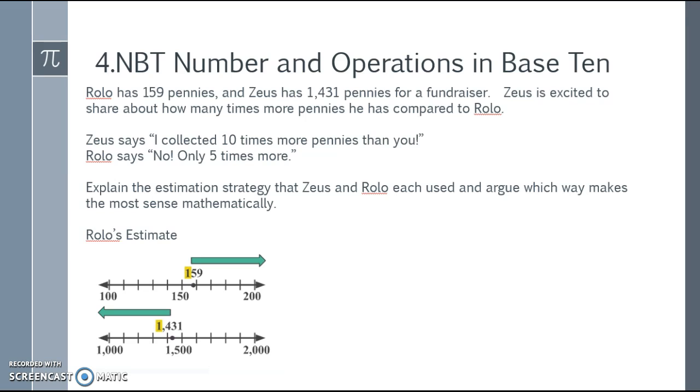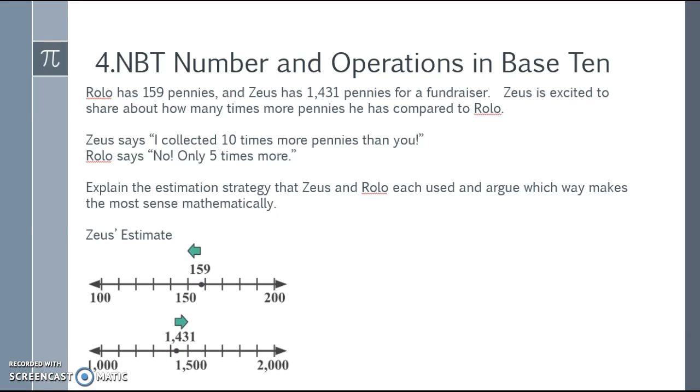Let's take a look at Rollo's estimation. It looks like Rollo rounded to the nearest 100, so 159 would round to 200, and 1,431 would round to 1,000. 200 times what would give us 1,000? So 200 times 5 is about 1,000. That's how Rollo got the 5 times more.